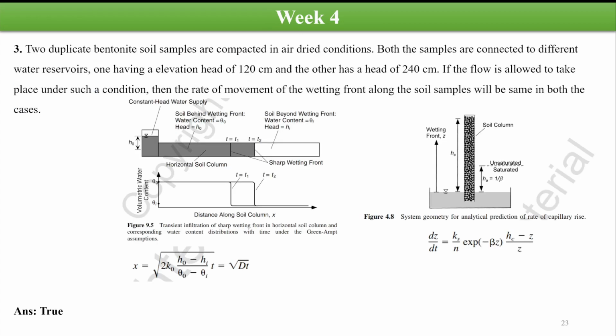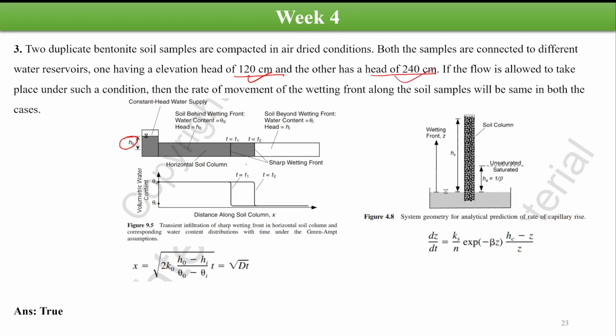The third question is that two duplicate bentonite soil samples are compacted in air-dried condition. Both samples are connected to different water reservoirs. One is having an elevation height of 120 centimeter, and the other is having an elevation height of 240 centimeter. If the flow is allowed to take place under such conditions, then the rate of movement of the wetting front along the soil samples will be the same in both the cases. So this is the head, which is 120 centimeter for the one sample and 240 centimeter for the other sample.